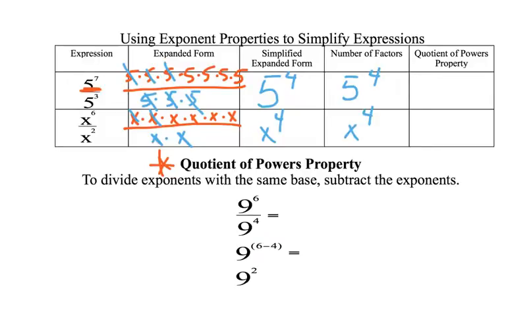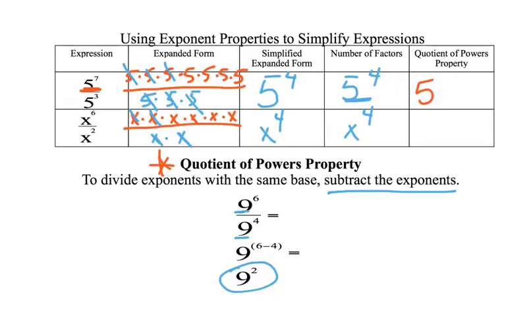So here's what the property says. In the quotient of powers property, to divide exponents with the same base, you subtract the exponents. So 9 to the 6th power over 9 to the 4th, the bases are the same. So we say 9 to the 6 minus 4, and then whatever's left is 2, which is what we did up here too. We canceled. So let's see how that works and see if we end up with the same simplified form.